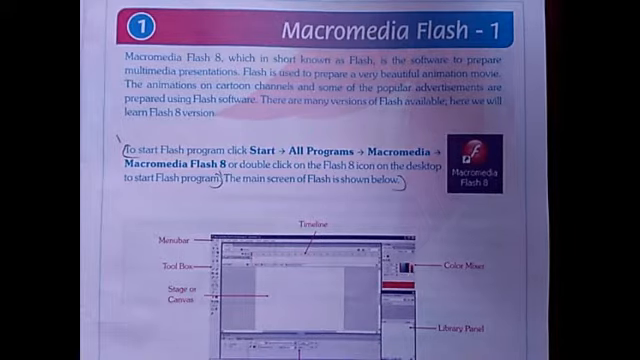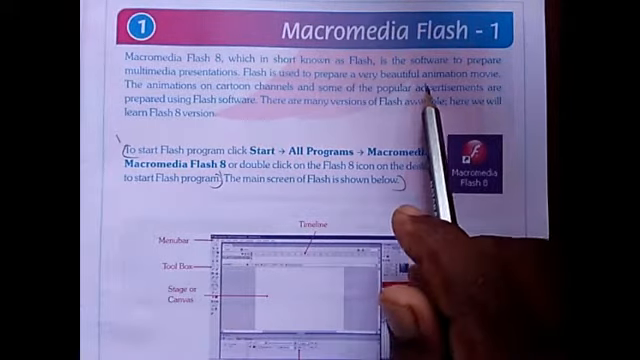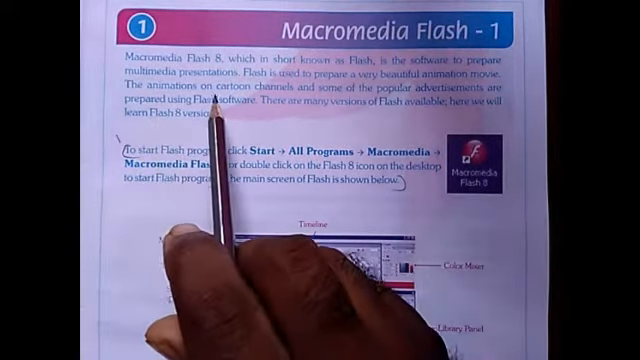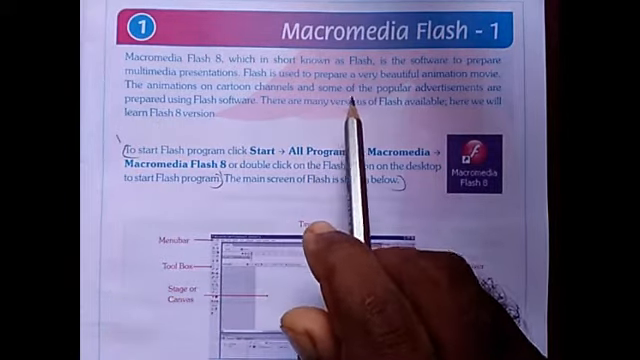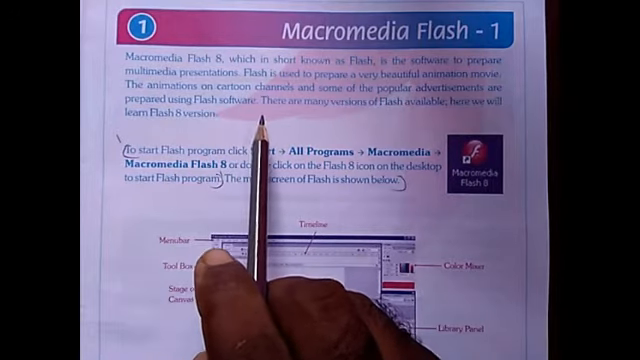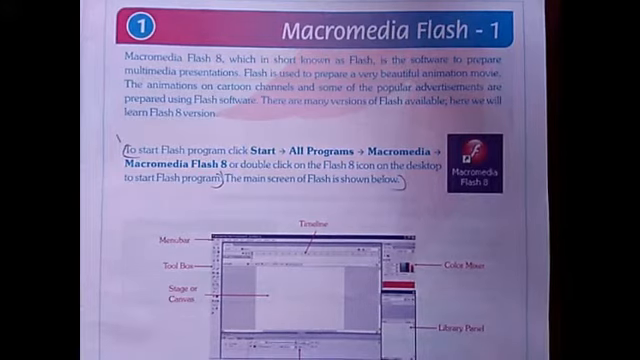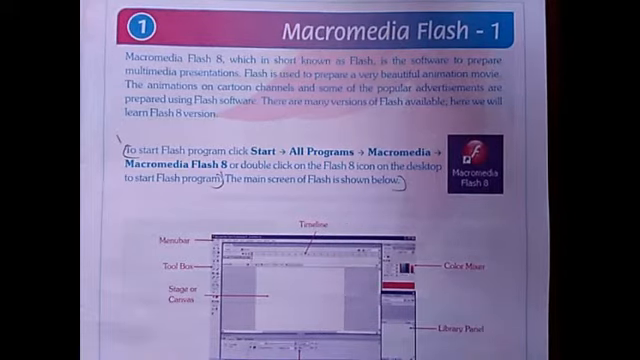Welcome to the class, standard 8 computer science. Let us start the first lesson named Macromedia Flash 1. Macromedia Flash is a software to prepare multimedia presentations. Flash is used to prepare very beautiful animation movies. The animations on cartoon channels and some of the popular advertisements are prepared using Flash software. You might have seen advertisements and animation movies on televisions, and these are made using this type of Flash Macromedia.